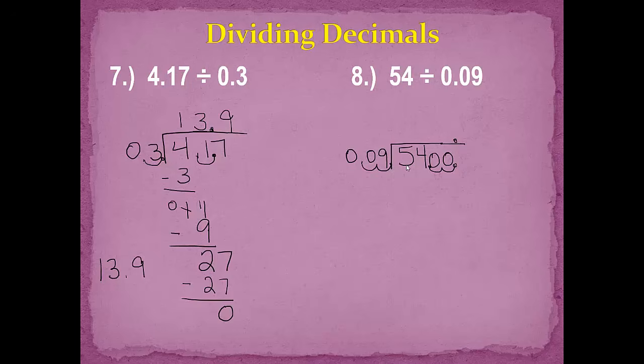9 cannot go into 5, so I'm going to divide 9 into 54. 9 goes into 54 6 times, and 6 times 9 is 54. I subtract and I get 0. I have numbers to bring down, so I'm going to bring down my 0. 9 goes into 0 0 times. 0 times 9 is 0. I subtract, I get 0. And I still have one more number to bring down. I bring down my 0. And 9 goes into 0 0 times. 0 times 9 is 0. I subtract and I have 0. So my answer is 600.